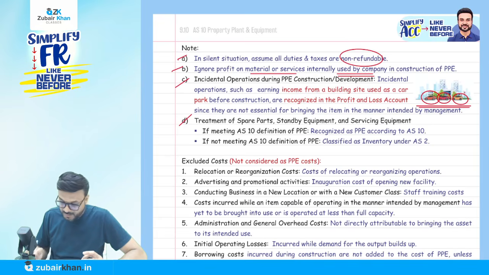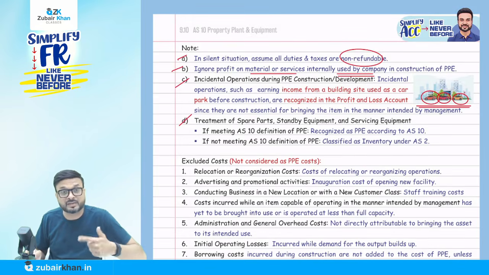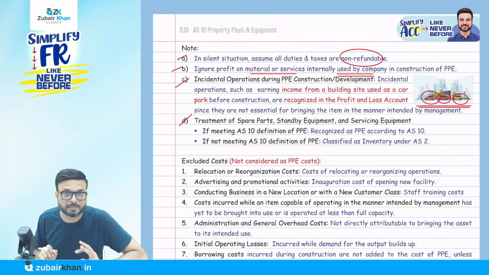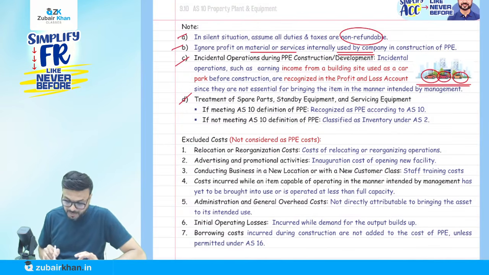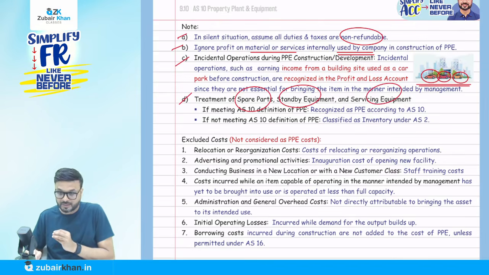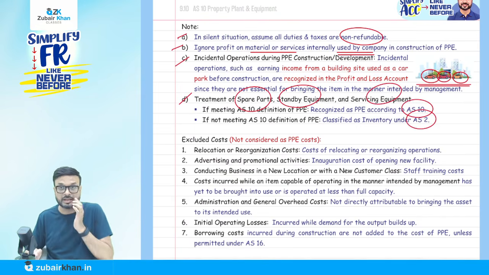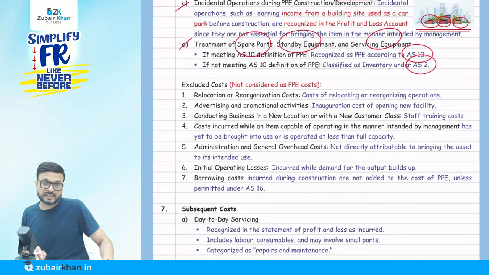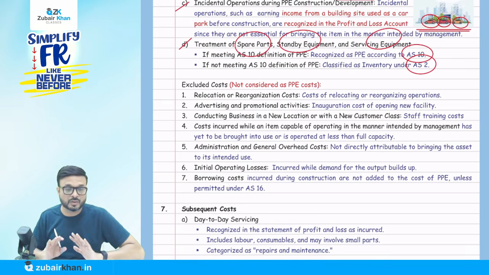Now, the sale of the sample that we have created out of the trial run is reduced from the cost of the PP. Now the treatment of spare parts, standby equipment, and servicing equipment: if they meet the definition of PP, they will be recognized under AS 10. Otherwise, they will be treated as inventory under Accounting Standard 2. Here Accounting Standard 10 specifically says that these seven items are not a part of the cost of the PP.